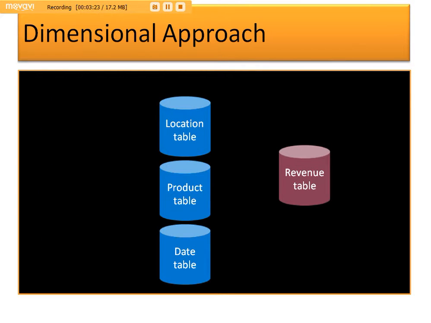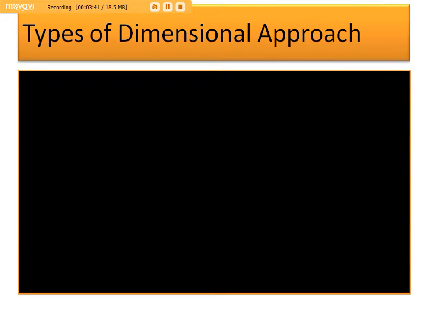How will it be linked? Here we have location, product, date, and revenue. Now we need some connectivity between these three dimensions and the revenue table. So we make the connection between these tables with the use of foreign keys. That's all about the dimensional approach, where we identify the dimensions and the fact table and link the fact table and the dimension tables.